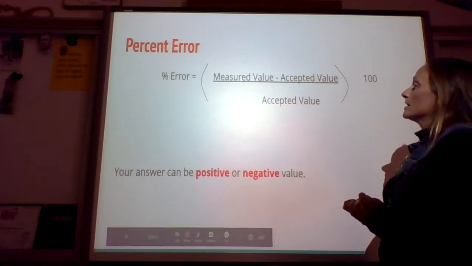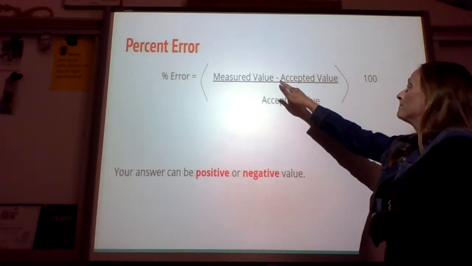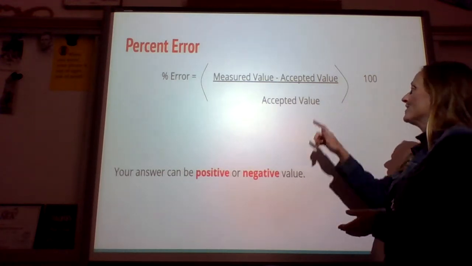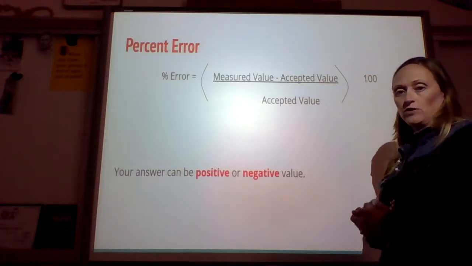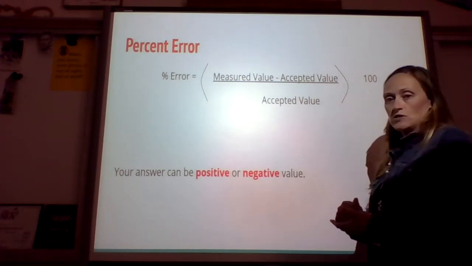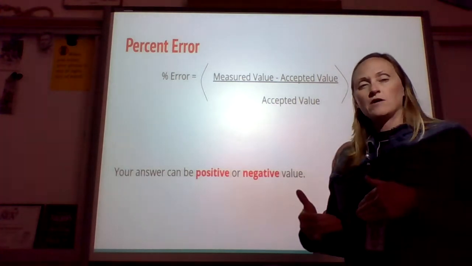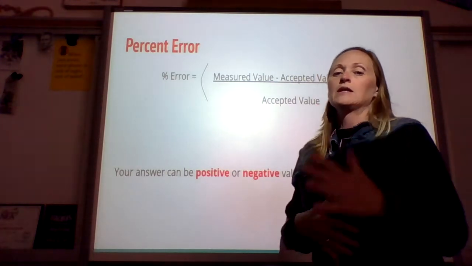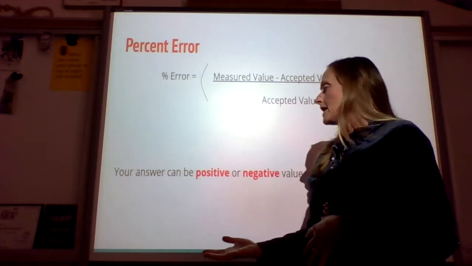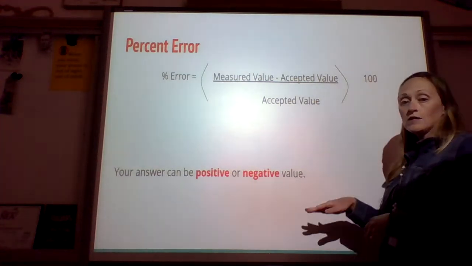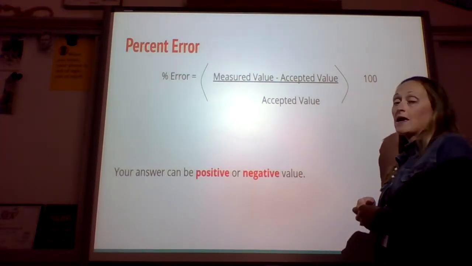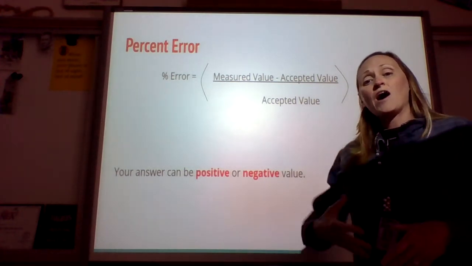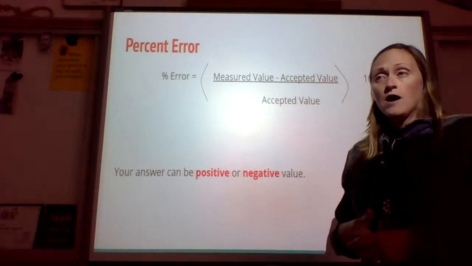You're going to take your measured value minus your accepted value, enter in your calculator, divided by your accepted value, enter, times 100. It's really important that you break those down. Otherwise, you'll have to remember all of your parentheses, and again, you could end up with the incorrect answer. Your answer, or your percent, can be a positive or a negative value. This number is going to tell you how well you performed your lab.